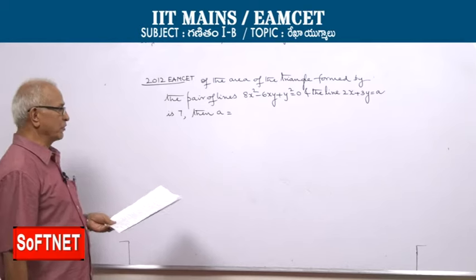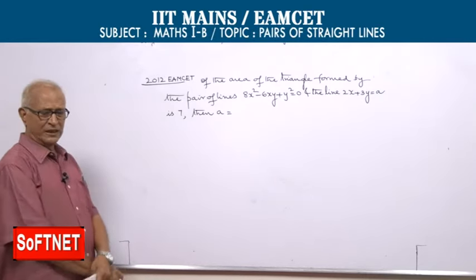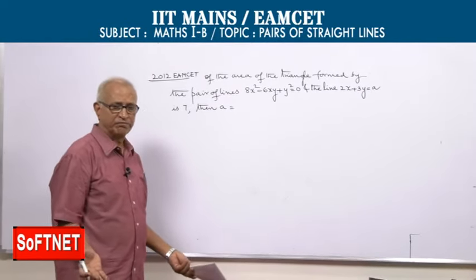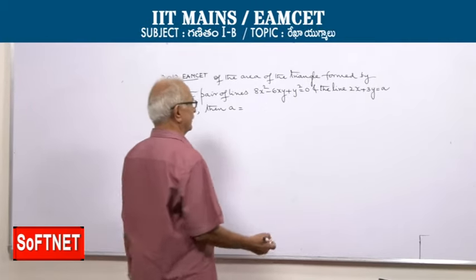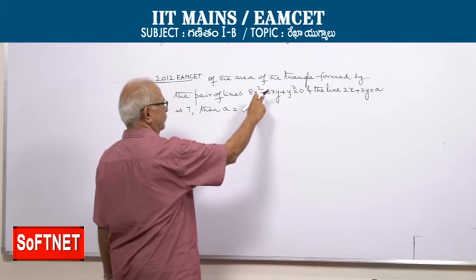Next, that's the question that appeared in the 2012 EMCET paper. Once again, there are two methods. The first method is factorizing this. The second method is applying the formula for the area. Well, this can be factored easily. 8 into 1 plus 8 minus 4 minus 2.